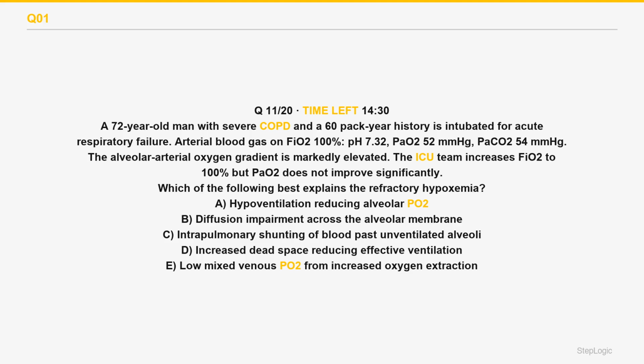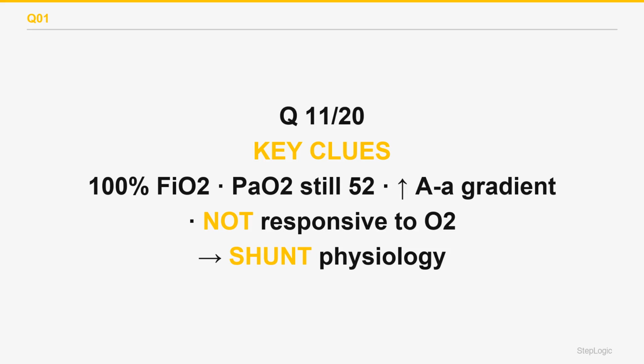Read the command. What explains refractory hypoxemia on 100% oxygen? PO2 of 52 on 100% FiO2. Elevated A-a gradient does not improve with more oxygen. The hallmark of shunt: hypoxemia that does not correct with supplemental oxygen.